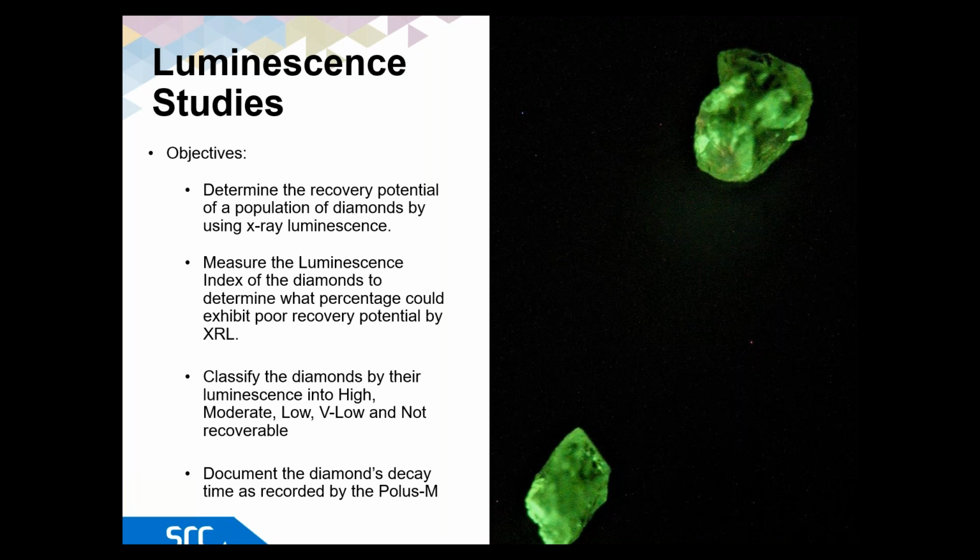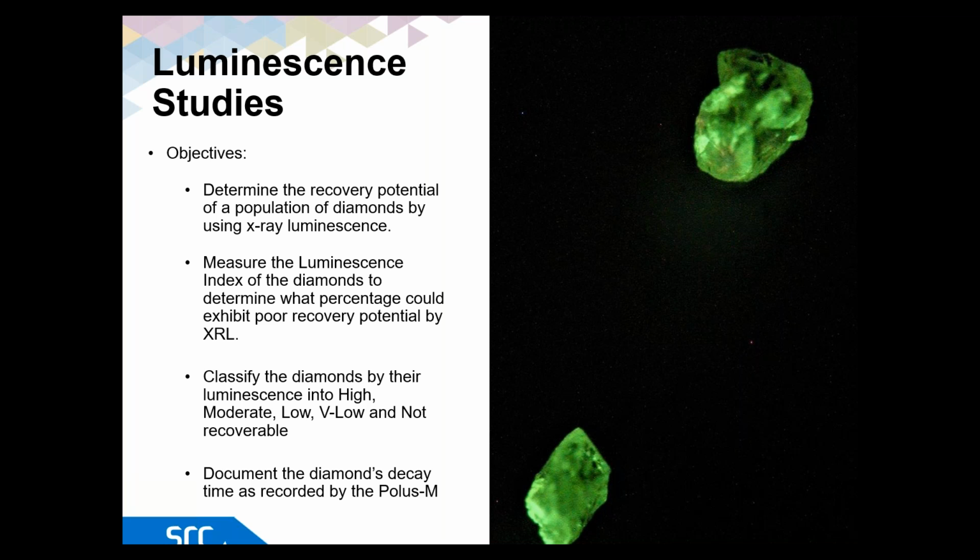One thing that can give you some more information on how to set up these X-ray luminescence units is to do a luminescence study. So you can determine the recovery potential of a population of diamonds by using X-ray luminescence, by measuring the index of those stones and determining what percentage could exhibit poor recovery potential by X-ray luminescence. So you'll classify them in their luminescence categories as high, moderate, low, very low, and not recoverable.